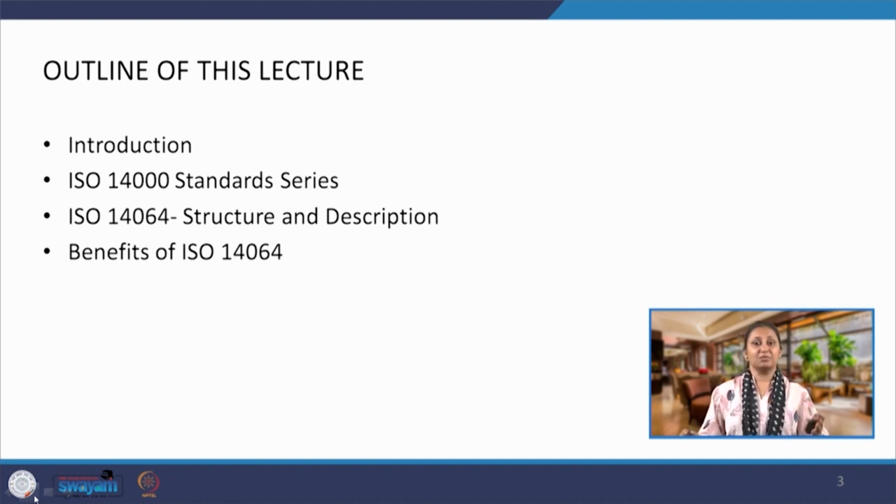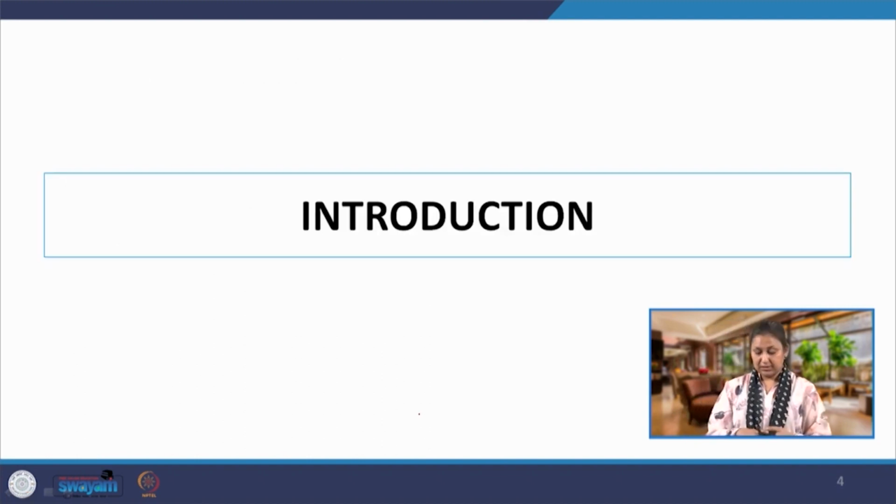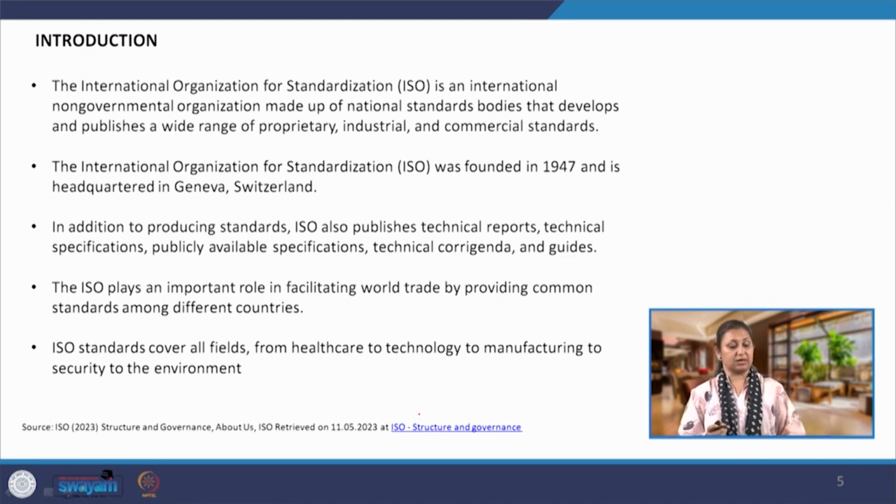But before that, we will quickly go through how 14064 came into existence, and this entire series with the number 14000. This is the series of ISO standards which deal with environmental issues, and we are quickly going to start with that. So, let us begin our lecture today with a quick introduction of ISO.